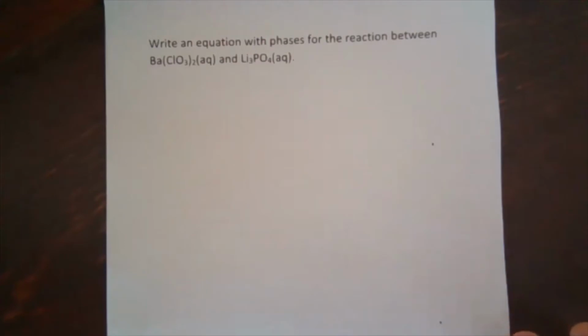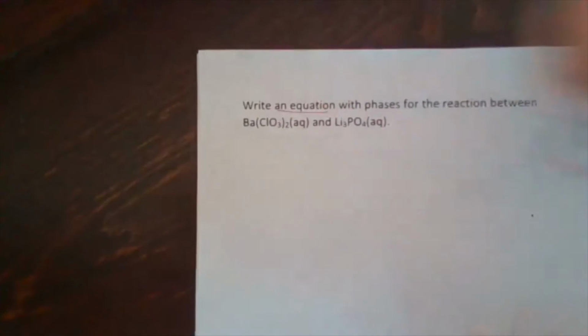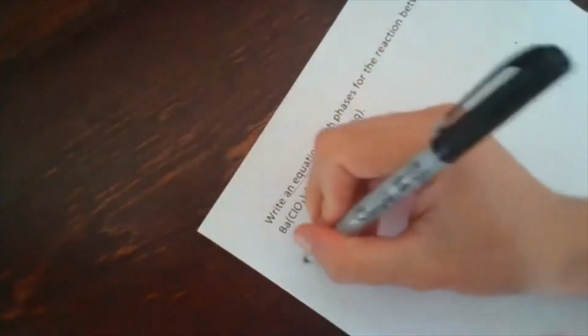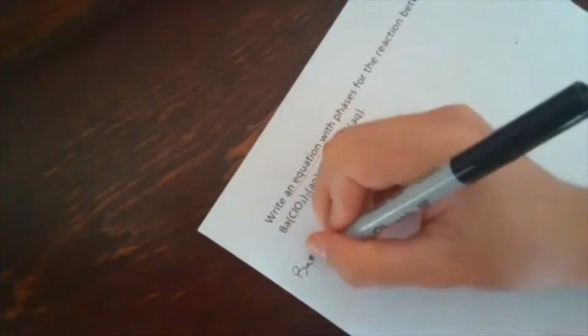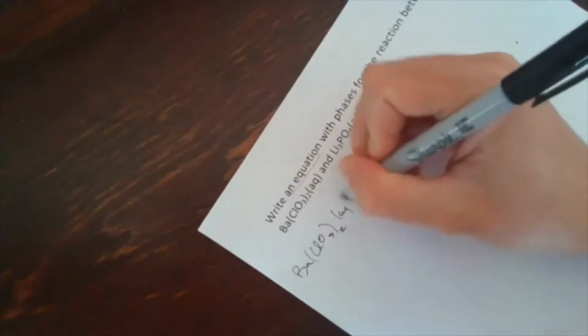All right, so we want this equation when we're reacting barium chlorate and lithium phosphate. So we know if we want an equation, we follow our format: we want reactants and products. We're given our reactants. We don't need to overcomplicate it. Barium chlorate plus lithium phosphate.